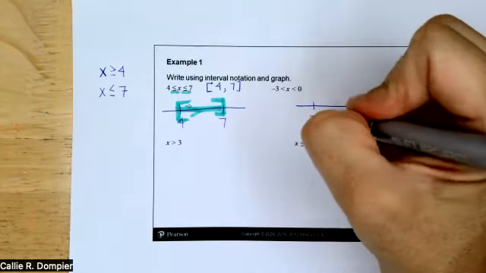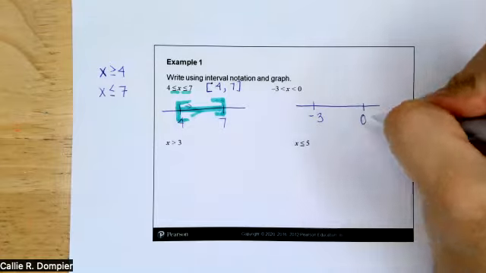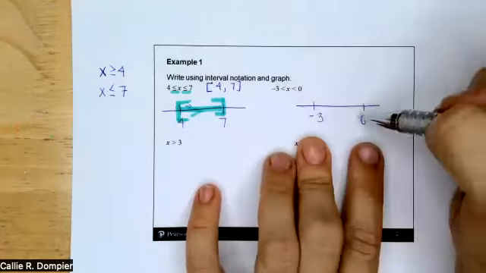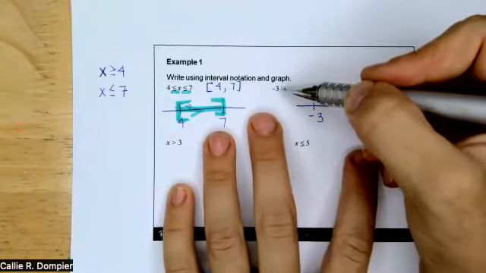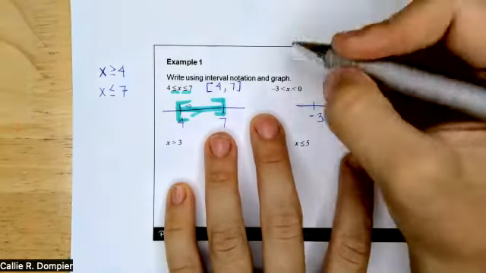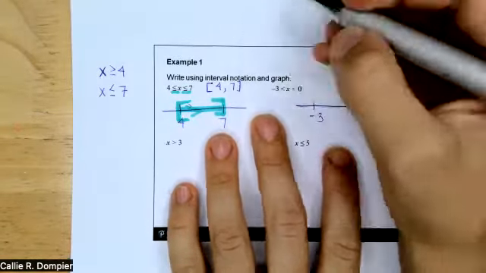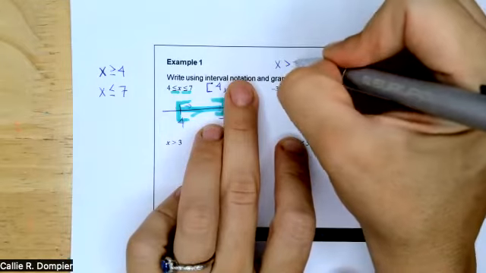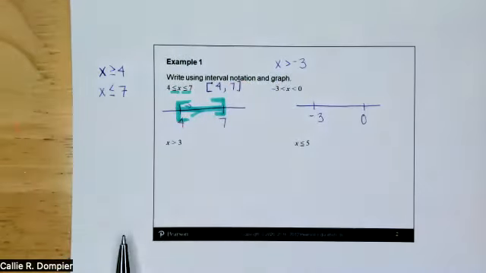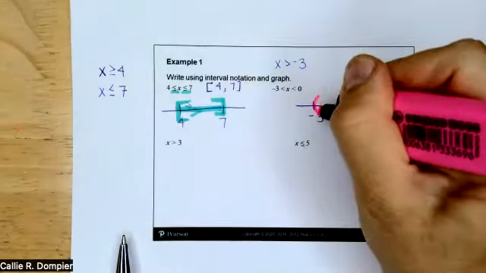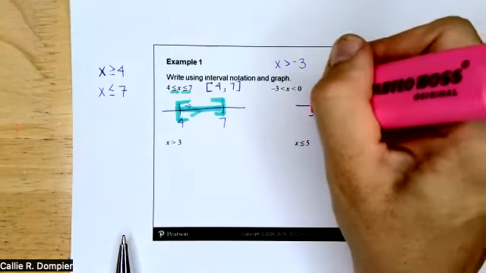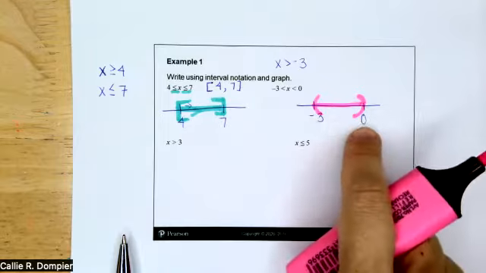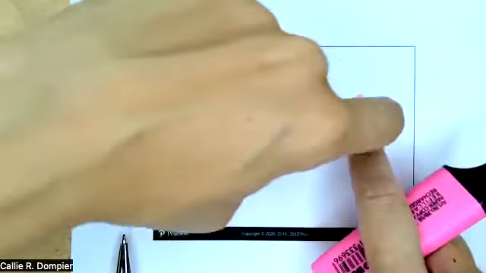Here we have negative 3 and 0. I like to write them down and really think about where negative 3 is and where 0 is to make sure that they're lined up with x between them. X is greater than negative 3. That means my parentheses is going this direction. X is less than 0. It is between negative 3 and 0 because it's greater than negative 3, but less than 0.